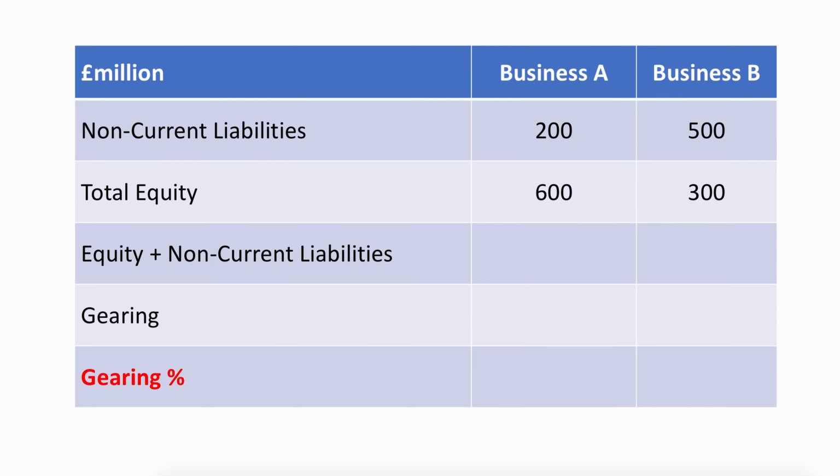So have a go now. I've given you some data there for business A and business B. Have a go at pausing the video firstly. Well, that's easy to do, pausing your video, but have a go at calculating the gearing percentage for those two businesses.